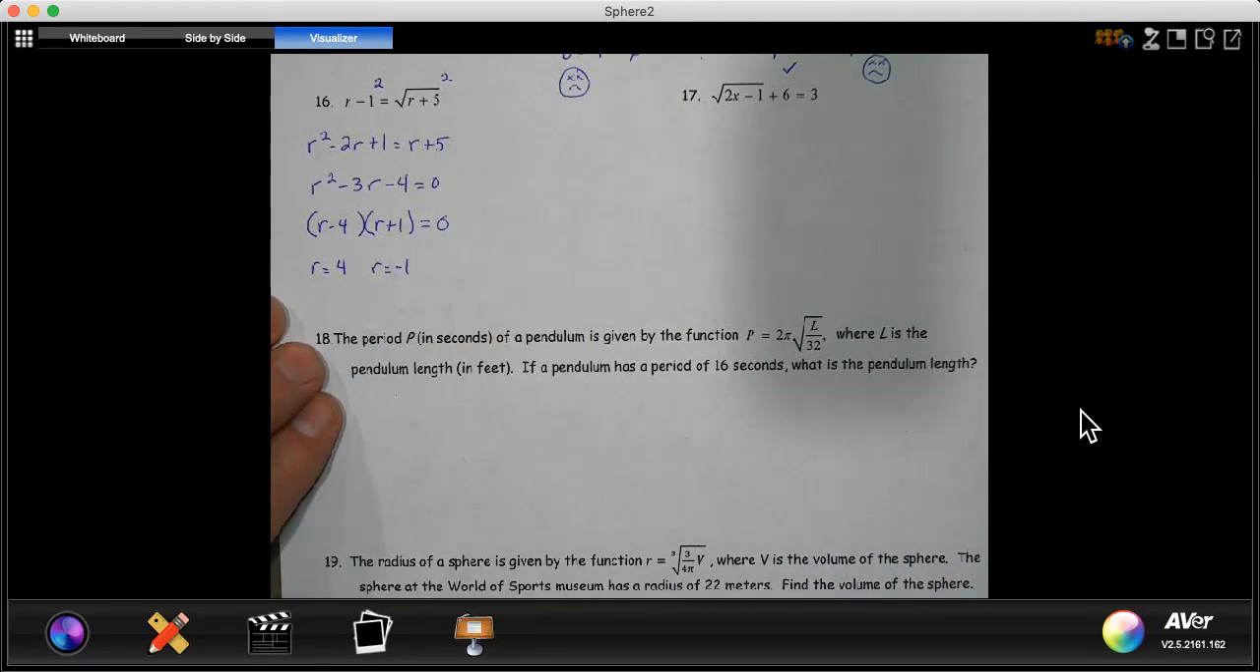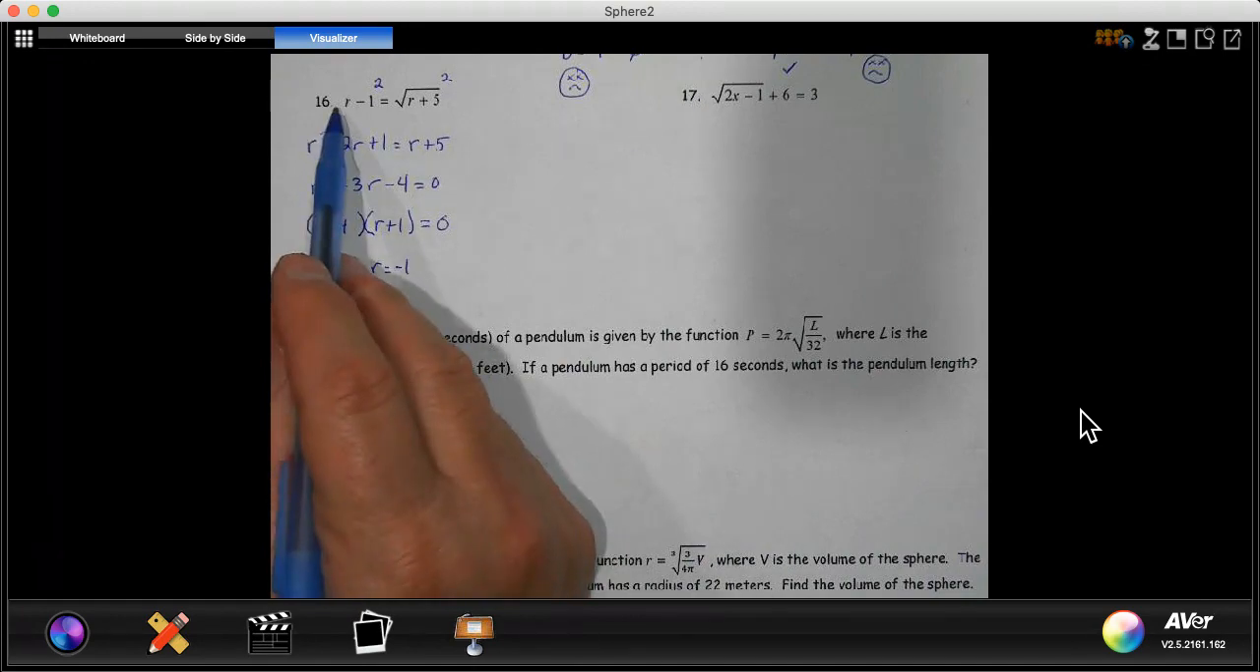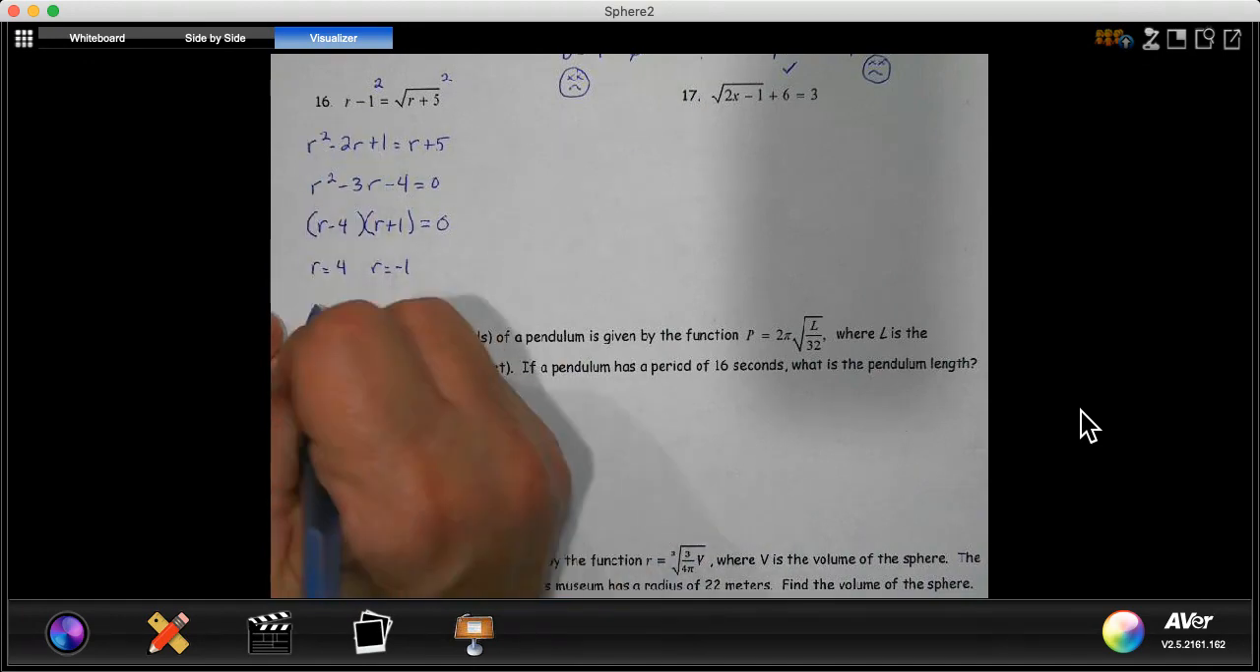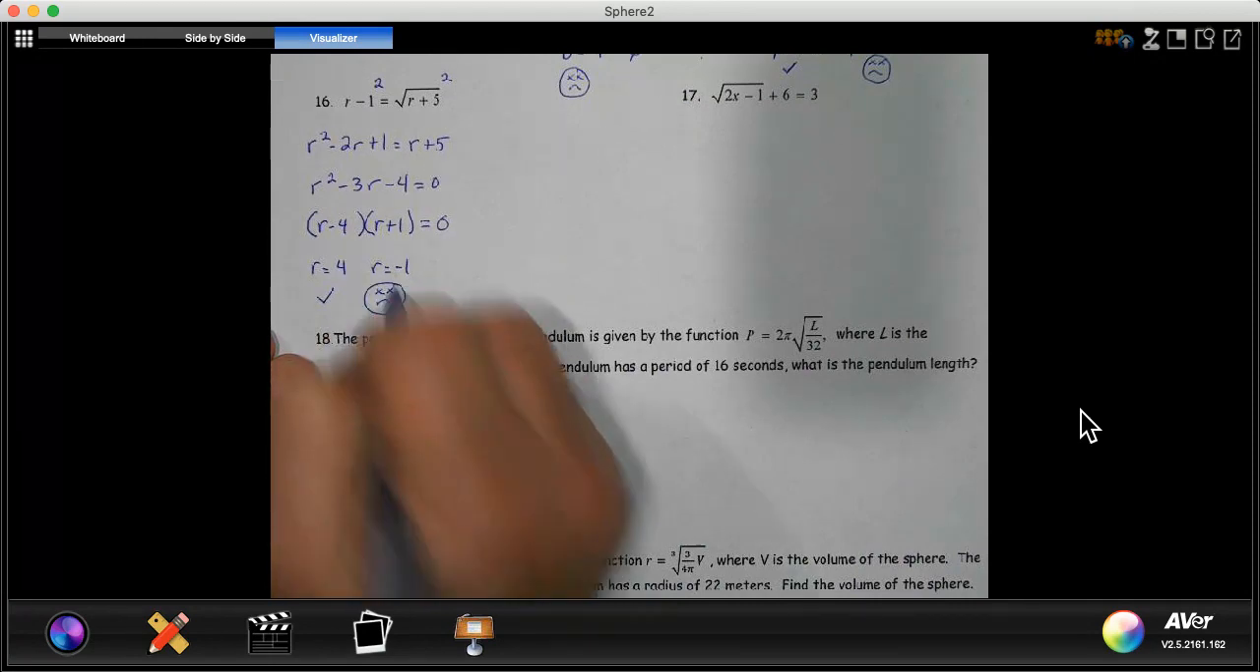Now I'm going to check. The 4 looks good. 4 minus 1 is 3, but the negative 1 does not look good. Negative 1 minus 1 is negative 2. So the 4 checks out. The negative 1, not so good. Okay.